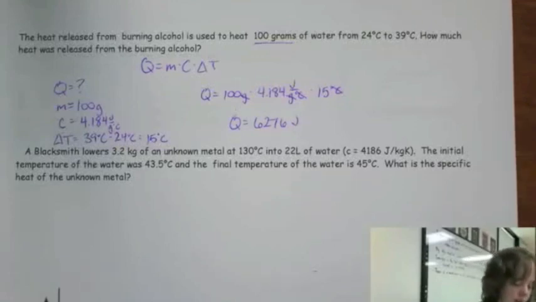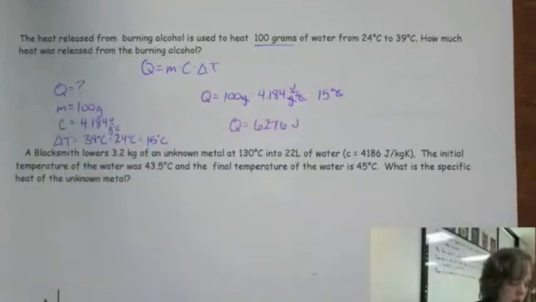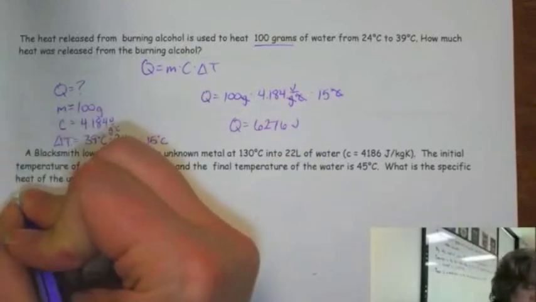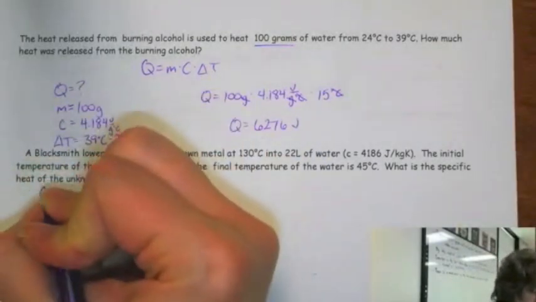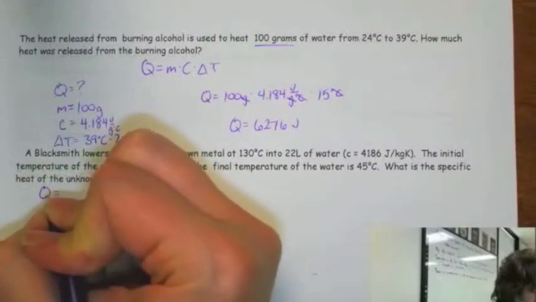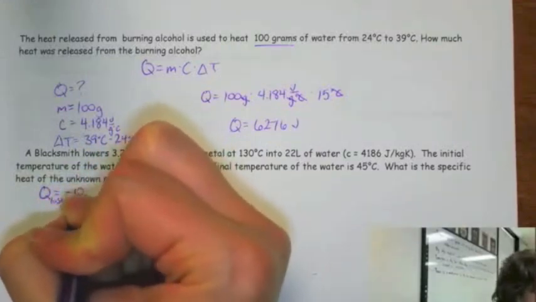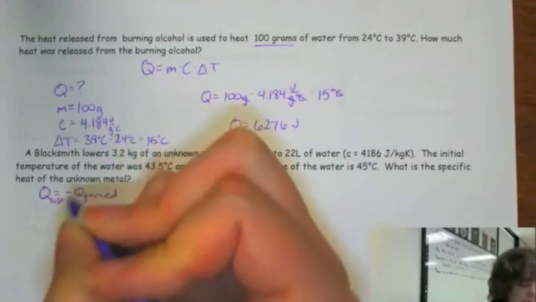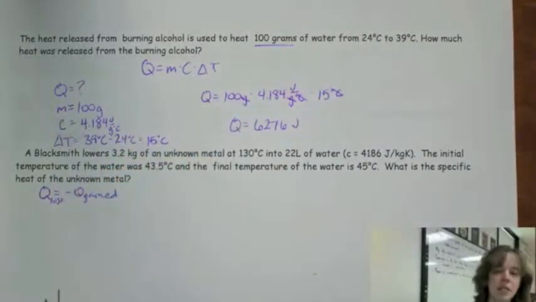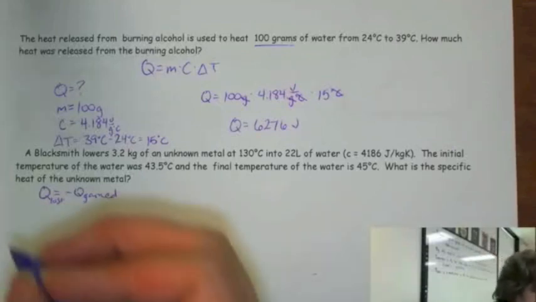All right, so things we know. We know a lot more, but the first thing we need to remember is that Q lost by one thing has to equal the opposite of the Q gained by something else. So you can take MC delta T for one substance and set it equal to MC delta T for another substance. So we're going to write down all the things we know.